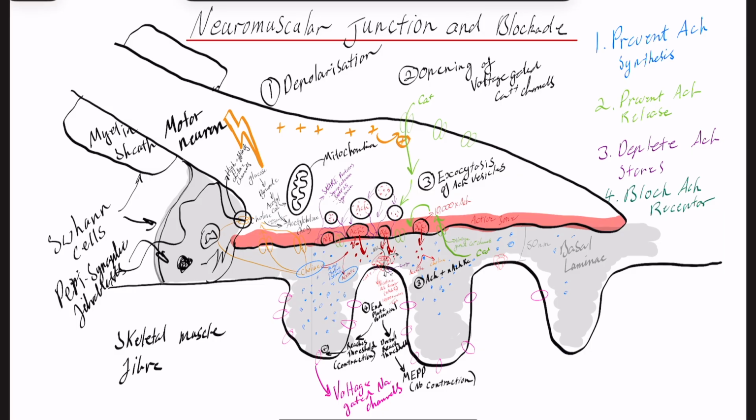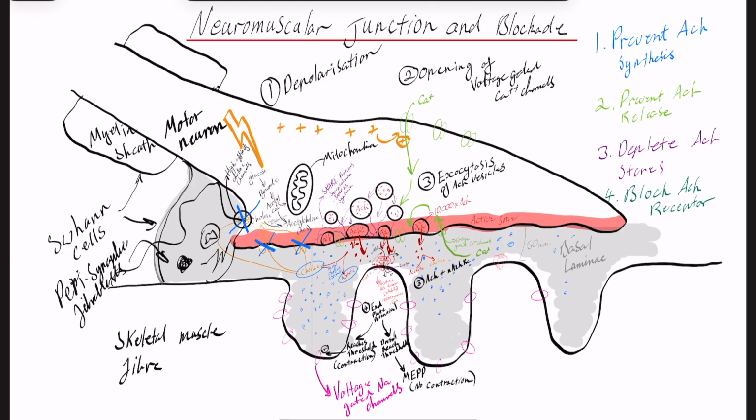So the first mechanism was prevent acetylcholine synthesis. So acetylcholine is made in the nerve terminal by combining choline, which is taken up from the extracellular space, and acetyl-CoA, which is catalyzed by choline acetyltransferase. If you block the uptake of choline, you can't make acetylcholine essentially.